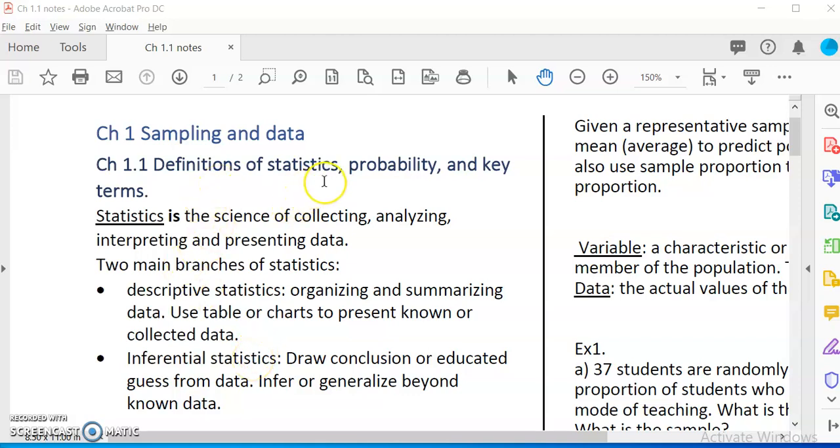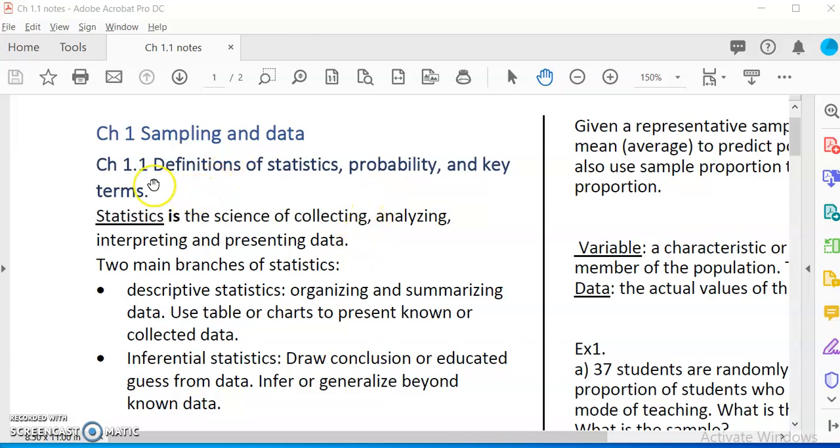In chapter 1.1, we're going to talk about some terms, why we study statistics, what are the different types of statistical study that we will come across, and just introduce some terms.